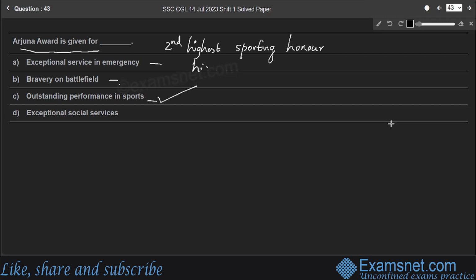So highest is Khel Ratna Award. The award is named after Arjuna, one of the characters of the Sanskrit epic Mahabharata of ancient India. It is given to individuals for their exemplary and exceptional performance in various categories of sports. So option C is the right answer.